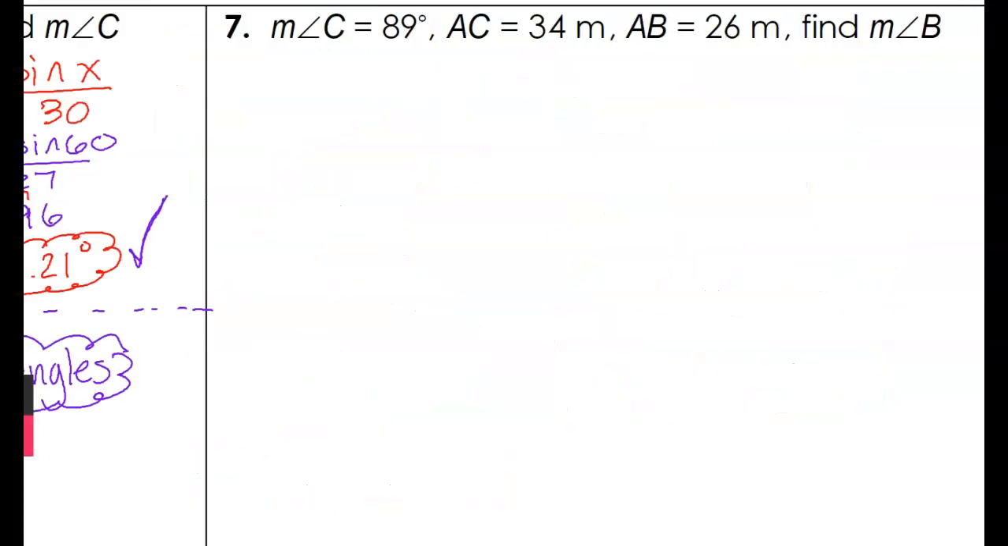Okay, so now I'm going to do another example. Again, first thing you always do is draw your triangle. So this is again an ABC triangle.